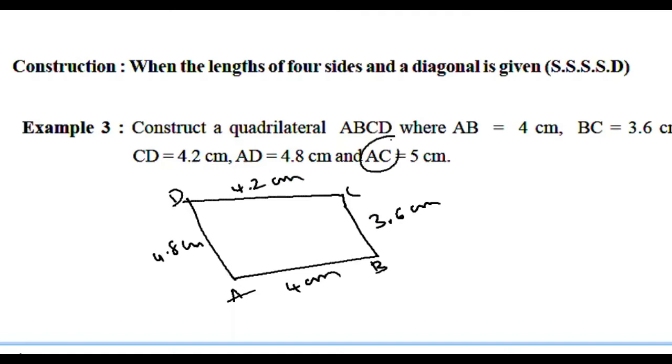And what about this AC? AC is the diagonal of the quadrilateral, that is 5 centimeters. So for this type of construction, first we need to construct the triangle ABC, with AB 4, BC 3.6 and AC 5 centimeters. After completing the triangle, we can construct the D point.